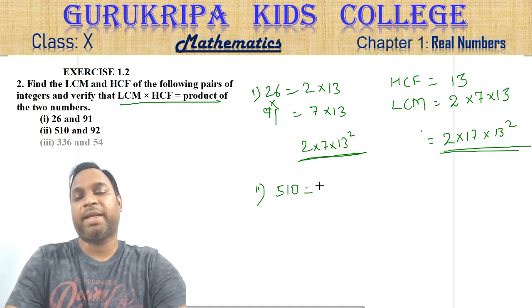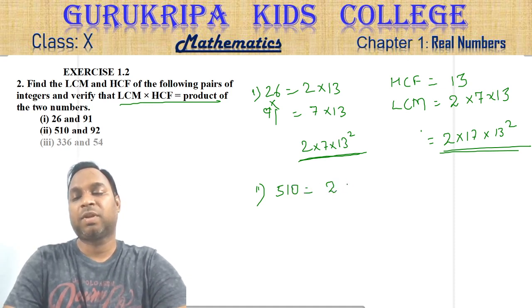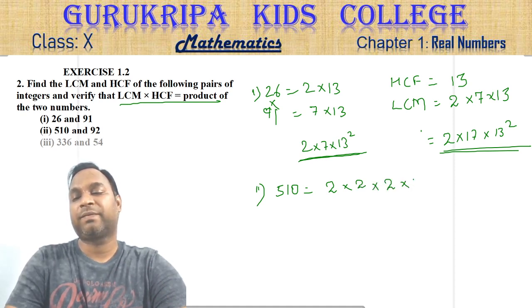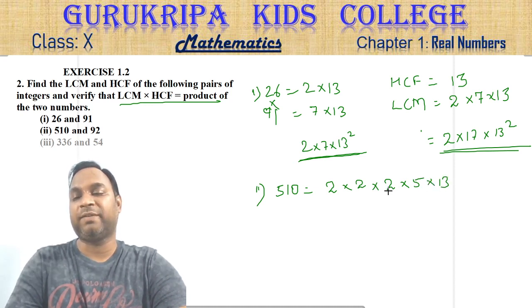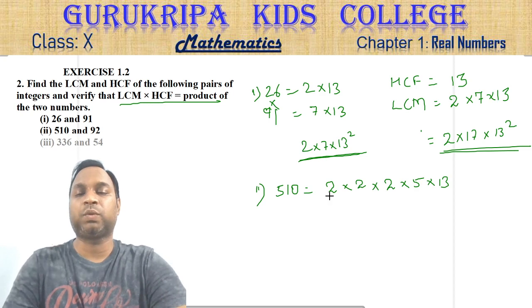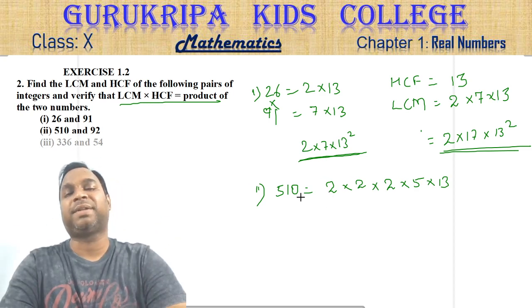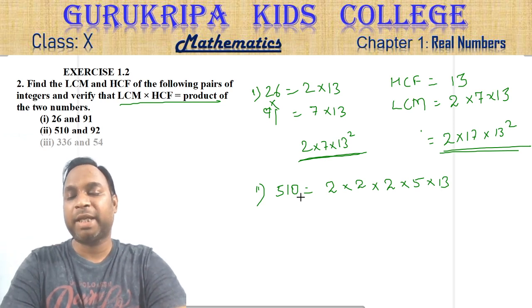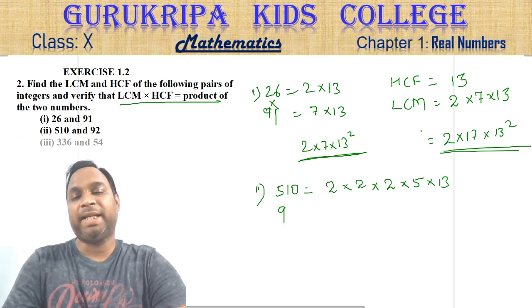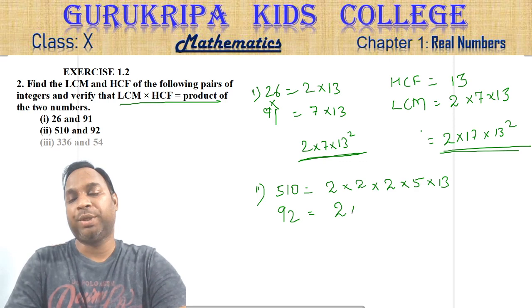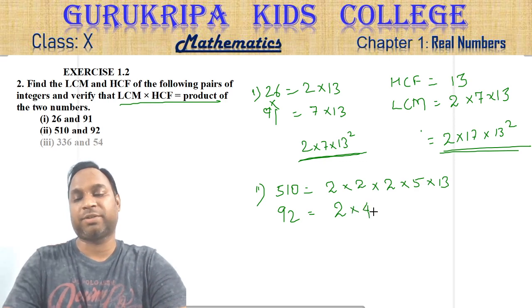510 can be written as 2 into 255, 2 into 260, 2 into 130, 2 into 65, 5 into 13. Theek hai, 13 into 5, 65 into 2, 130 into 2, 260 into 2, 510. If you are having difficulty, draw the factor tree. No problem with that. Take your time. 92. 92 can be written as 2 into 41, 46, sorry.